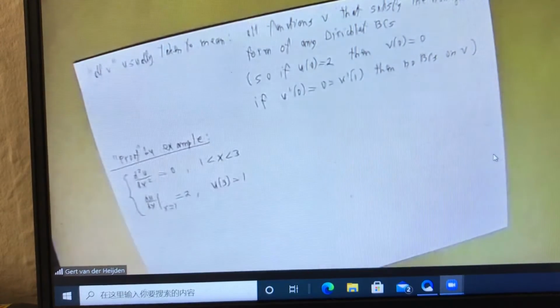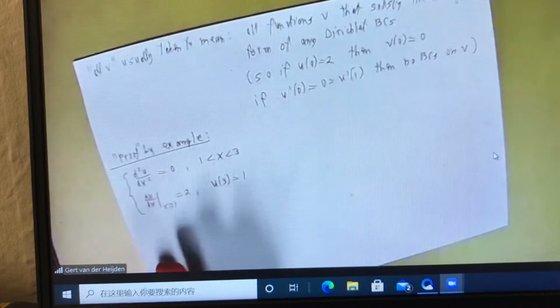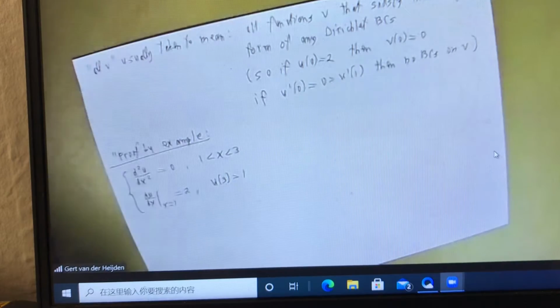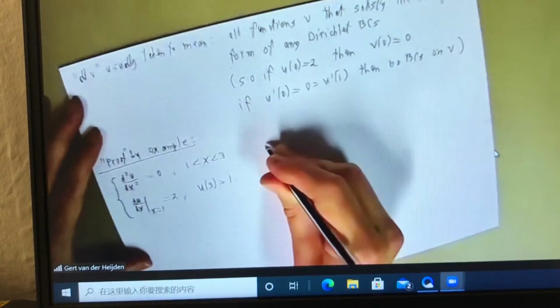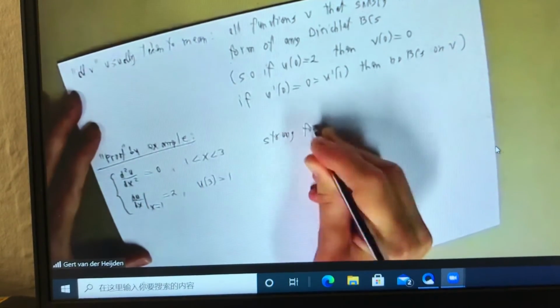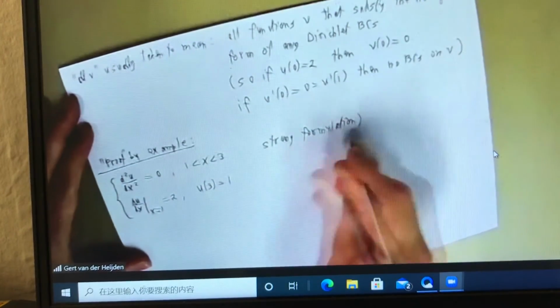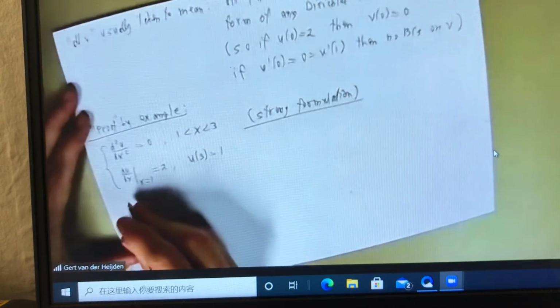Okay, so this has all the ingredients. It has a Dirichlet boundary condition, but not both, and it has a non-homogeneous boundary condition. And this is, of course, the strong formulation, BVP. Okay, now from this we can easily go to the weak formulation.